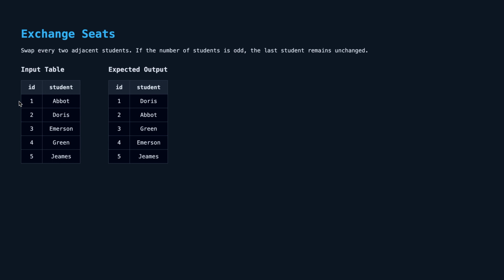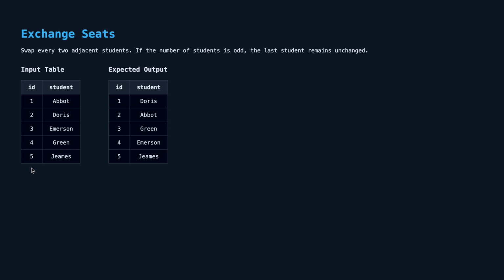So the student sitting in seat 1 should move to seat 2 and the student sitting in seat 2 should move to seat 1. Similarly, the student in seat 3 swaps with seat 4 and seat 4 swaps with seat 3. However, there is one important edge case. If the number of rows is odd, the last student should remain in the same seat because there is no adjacent student available to swap with.